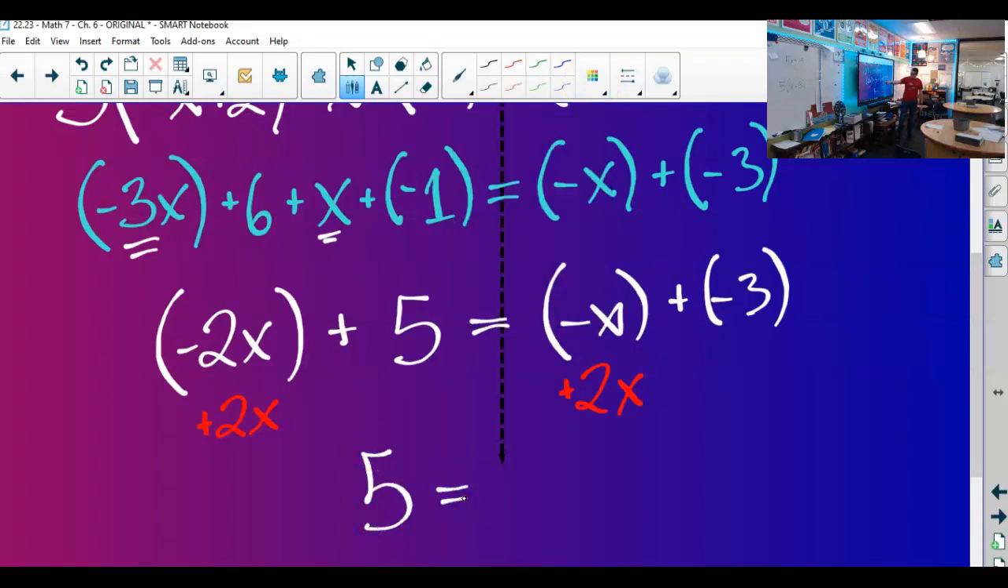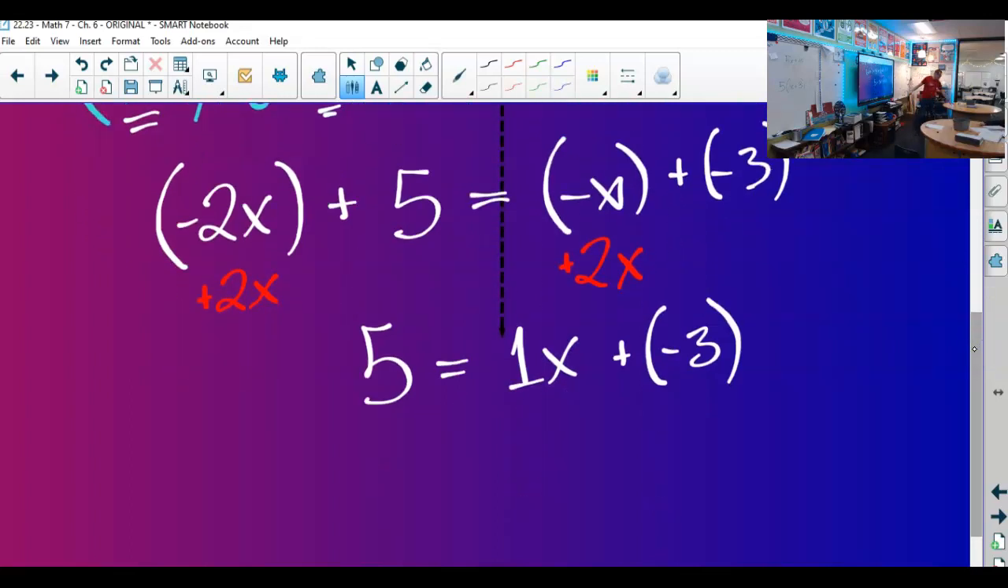We get positive 1x, because negative 1x plus 2x is positive 1x, plus negative 3. So this is different. Now we gave our variables to the right side. We haven't done that very much. What can I now do, Destiny? I got 5 equal to x plus negative 3.